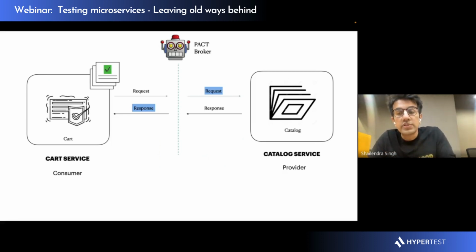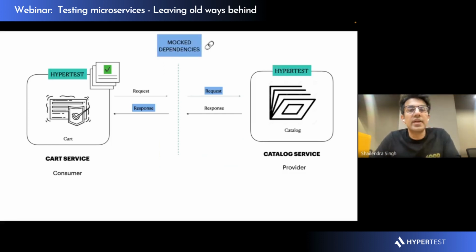Similarly, for the test of catalog to work, it needs to be reliably told that maybe the request that the cart service sends to catalog has changed. So Pact is a way for both these services to keep notifying each other that the request or the response they were dependent on has changed. In HyperTest's case, this happens automatically.